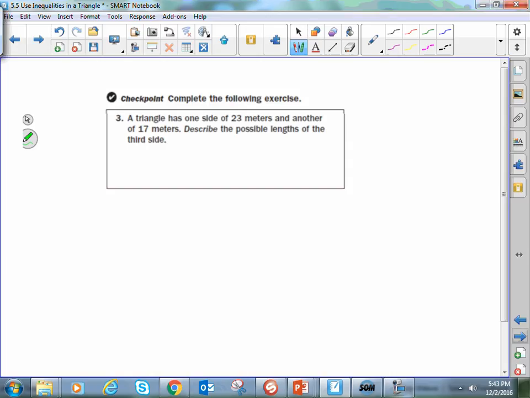So here we go. We have a triangle that has one side of 23 meters and another side that's 17 meters. What are the possible lengths of the third side? That's what we just looked at. Go ahead and try working this one out, and don't just give me the numbers. Actually write down a description that says what the possible lengths of the third side could be. When you have your answer, come back and compare it with mine.